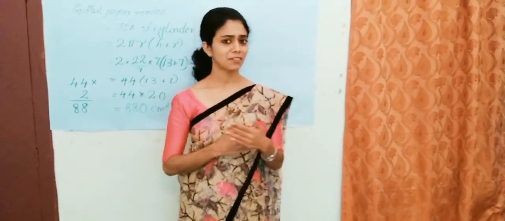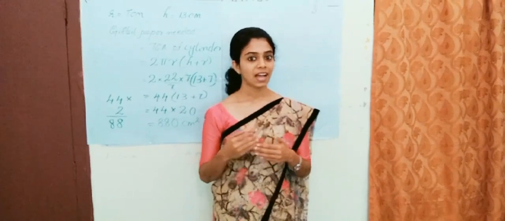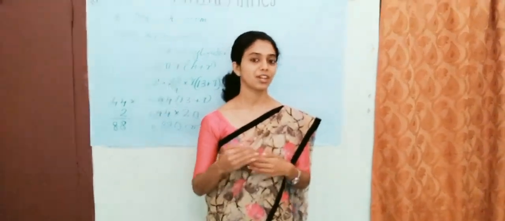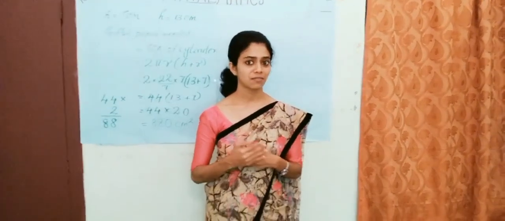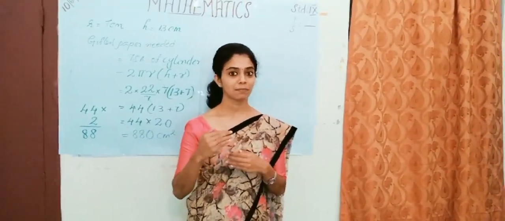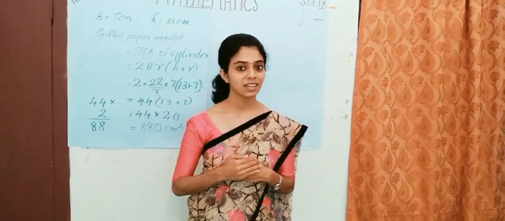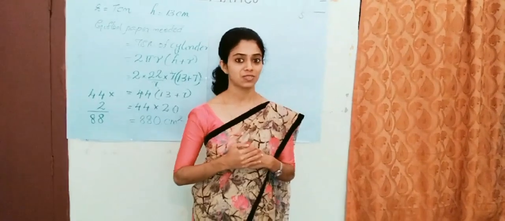So in today's class, what have we learned? First of all, we have seen some examples of cylindrical shape. After that, we discussed the properties of the cylinder. After that, we found the formula for finding the total surface area of the cylinder. What is that? It is 2 pi r into r plus h. Here r denotes the radius of the cylinder and h denotes the height of the cylinder.